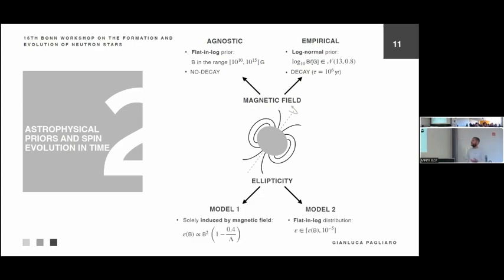For the ellipticity, we also considered two main models. In model one, the ellipticity stems only from the magnetic field. In model two, this magnetically induced ellipticity is only a minimum value, and we log-uniformly distribute the deformation from such minimum value up to the theoretical maximum upper value of 10 to the minus 5.